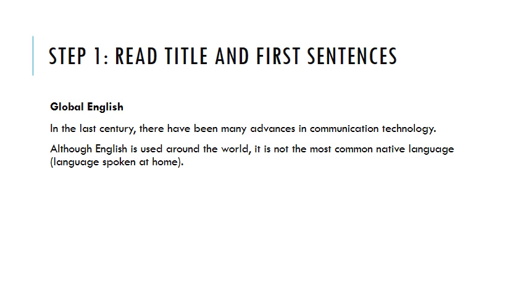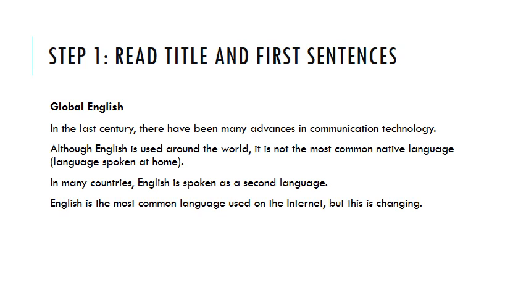Then let's look at the next sentence. "Although English is used around the world, it's not the most common native language spoken at home." So in this one, we do have the word English again, and it uses language, and we know English is a language, and it also mentions the world, which is related to global. "In many countries, English is spoken as a second language." Okay, so here again, we see English, we see language, then many countries. So it seems the focus is something about the world and the use of English.